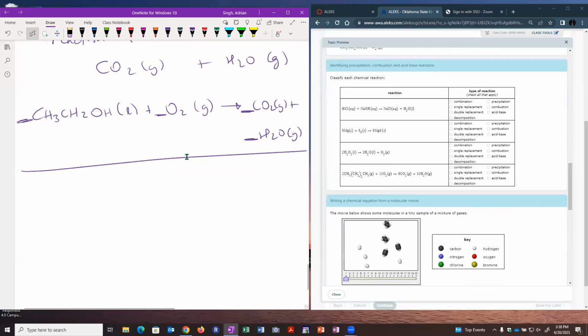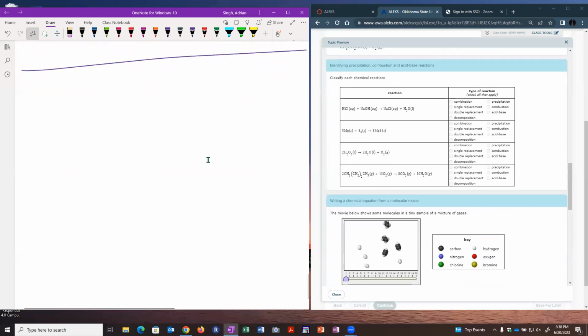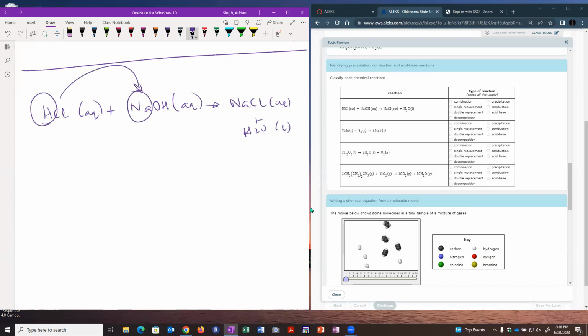All right, and then the next question, again, identifying reaction types. So we have precipitation, combustion, acid base. Let's take a look at the first one. So we have HCl, that's hydrochloric acid, AQ, reacting with NaOH, that's sodium hydroxide, to produce NaCl and H2O. So typically here, what we're seeing is something that we saw before. The hydrogen and the sodium are swapping places with each other. So this would be a double replacement.